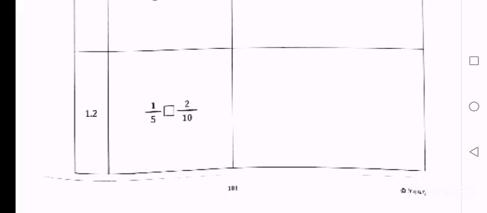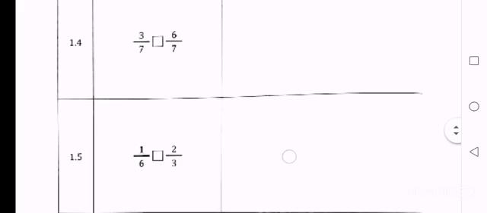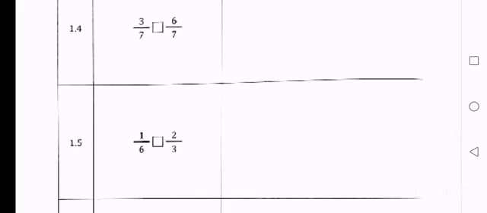Okay. So copy the sums into your workbook from 1.1 to 1.5 and compare the fractions. Remember to multiply the denominators if they're not the same. But the other video I sent to mommy will explain it also.